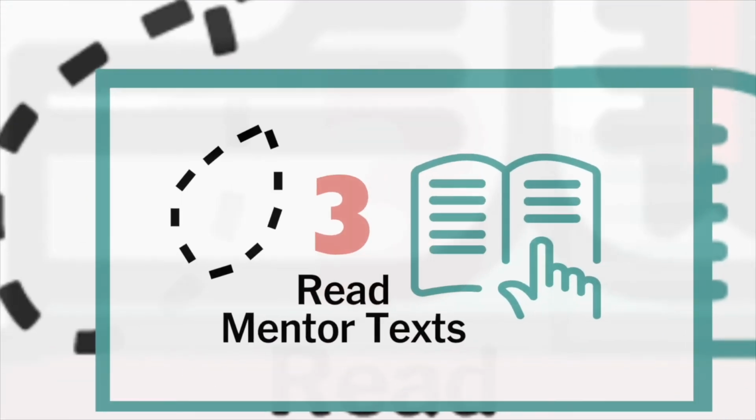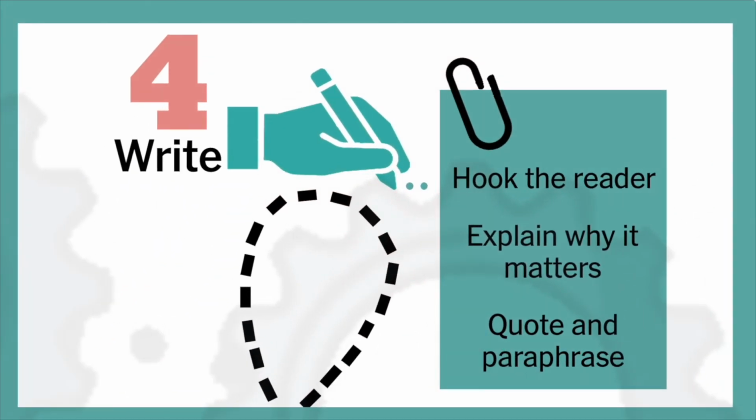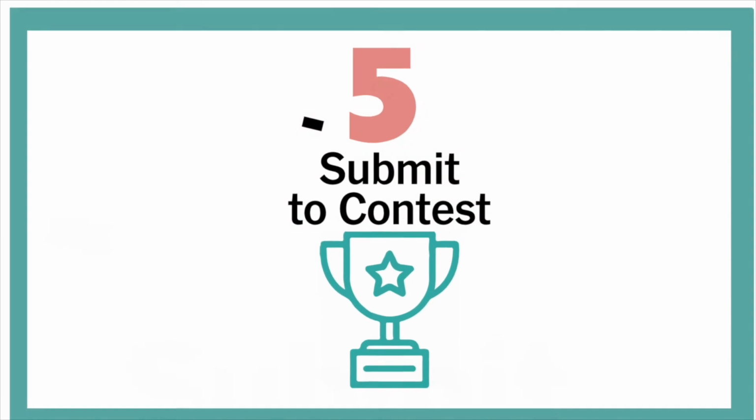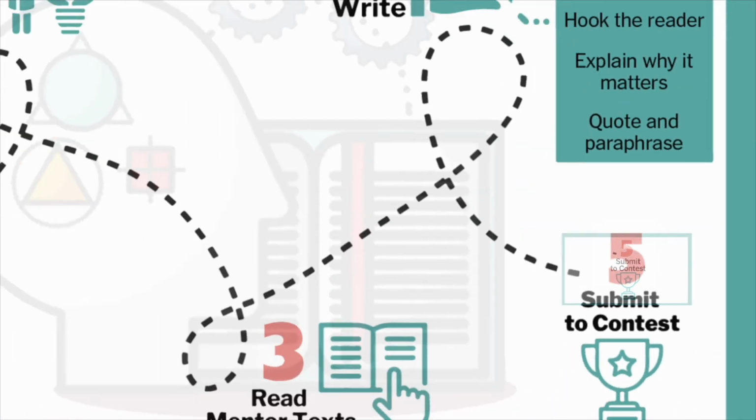When you're ready to start writing, don't forget to check out some of our mentor texts. You can read last year's winning submissions or check out articles from our Times Science writers. And remember that as you write, it's really important to engage your reader with key informational writer's moves. Hook your reader, explain why your topic matters, and quote and paraphrase your sources. And once you've done all that, submit to our contest. Winning submissions will be published on the New York Times Learning Network, which means that students and teachers around the world will have the chance to read your work.